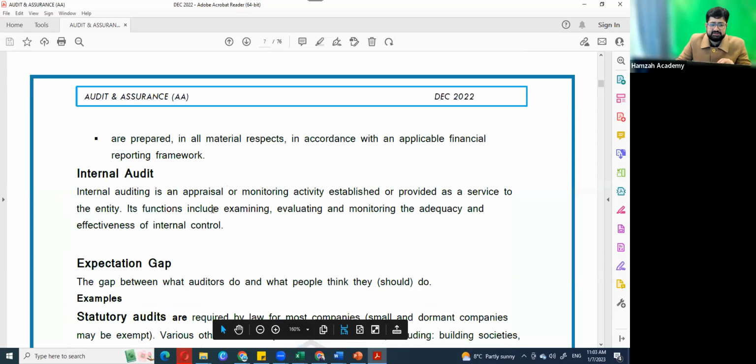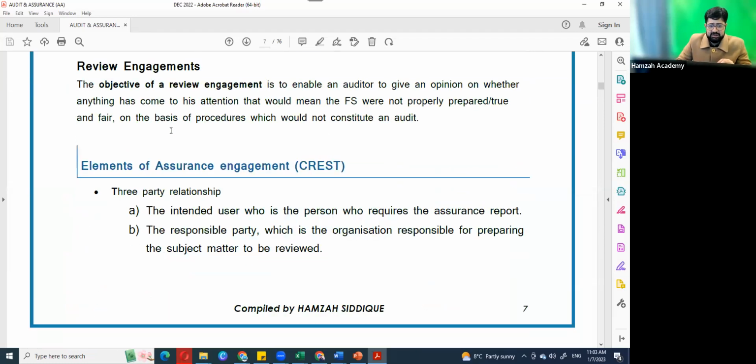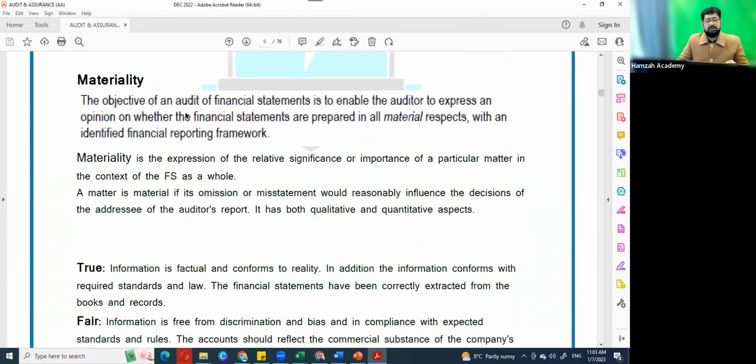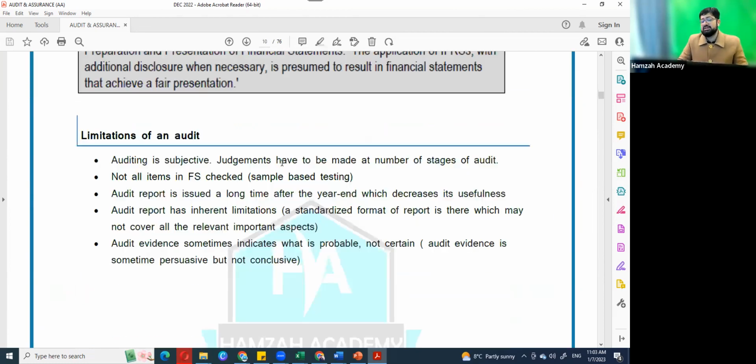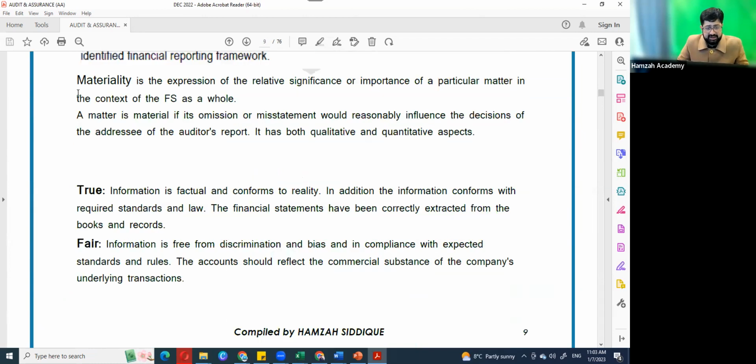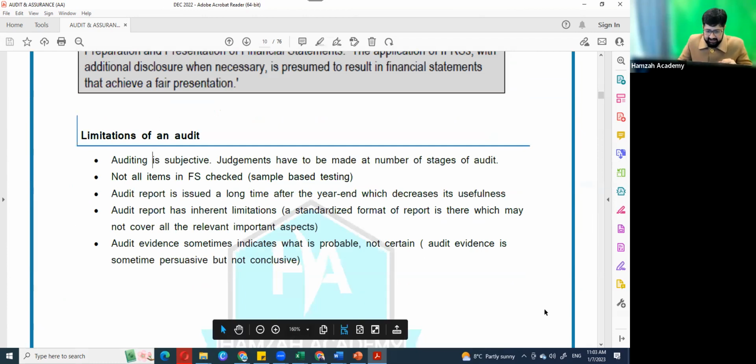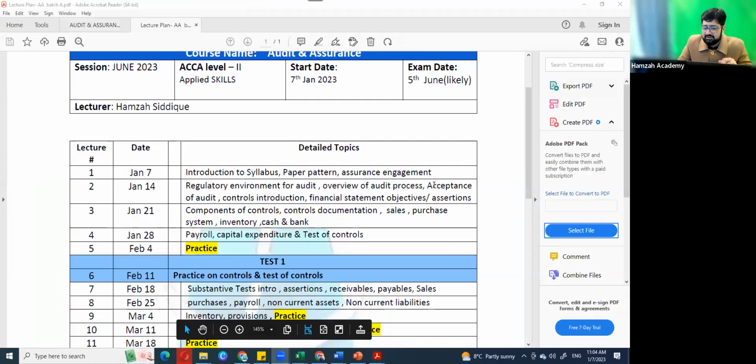Okay, right. We have discussed all these points, students. Assurance engagement, types of assurance, materiality, and limitation of audit. I will cover these in the next class. And in the next class, I will proceed with the course plan. You will get it today itself. I have already prepared it, it just needs to be uploaded on the website. Here is the course plan. Yes, you will be getting it. And we have already covered today's task.